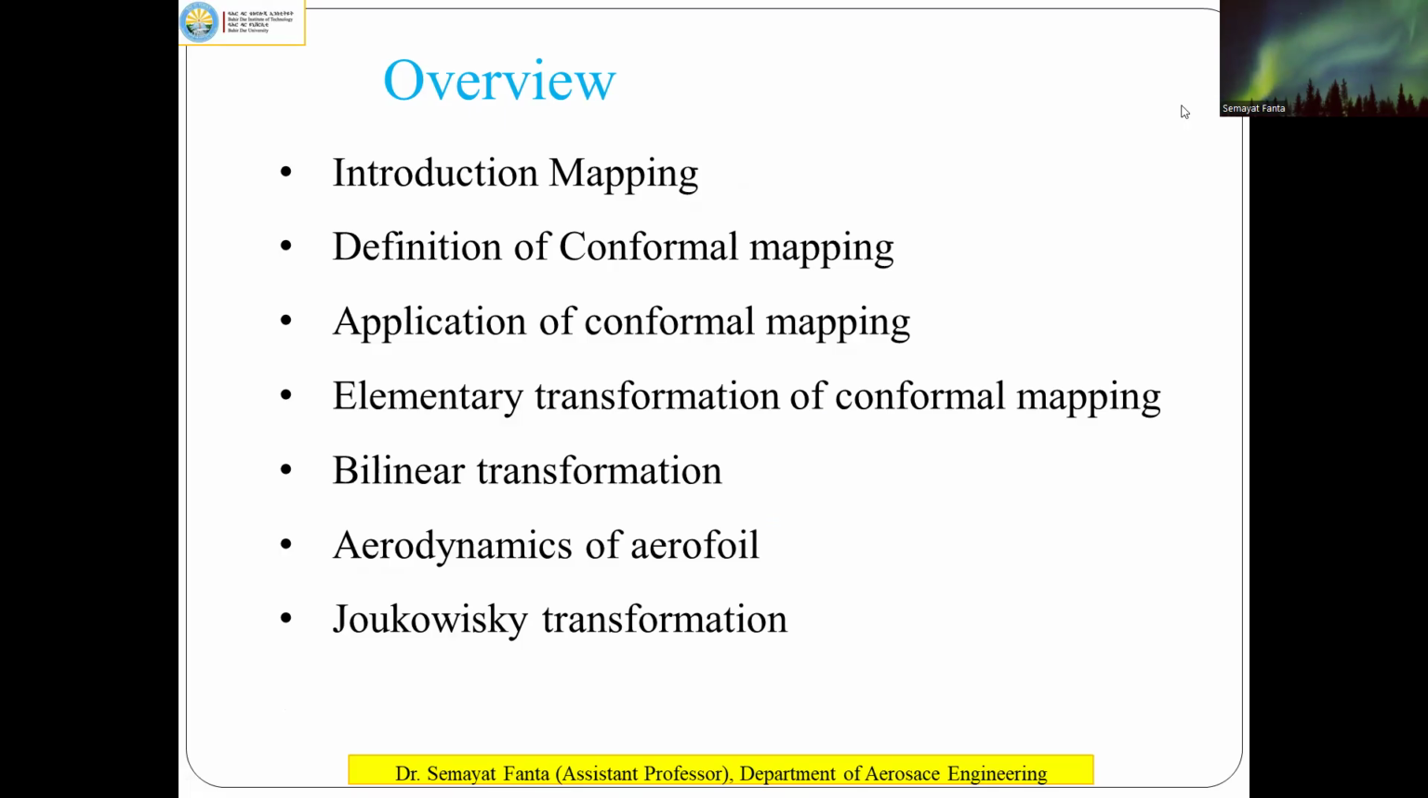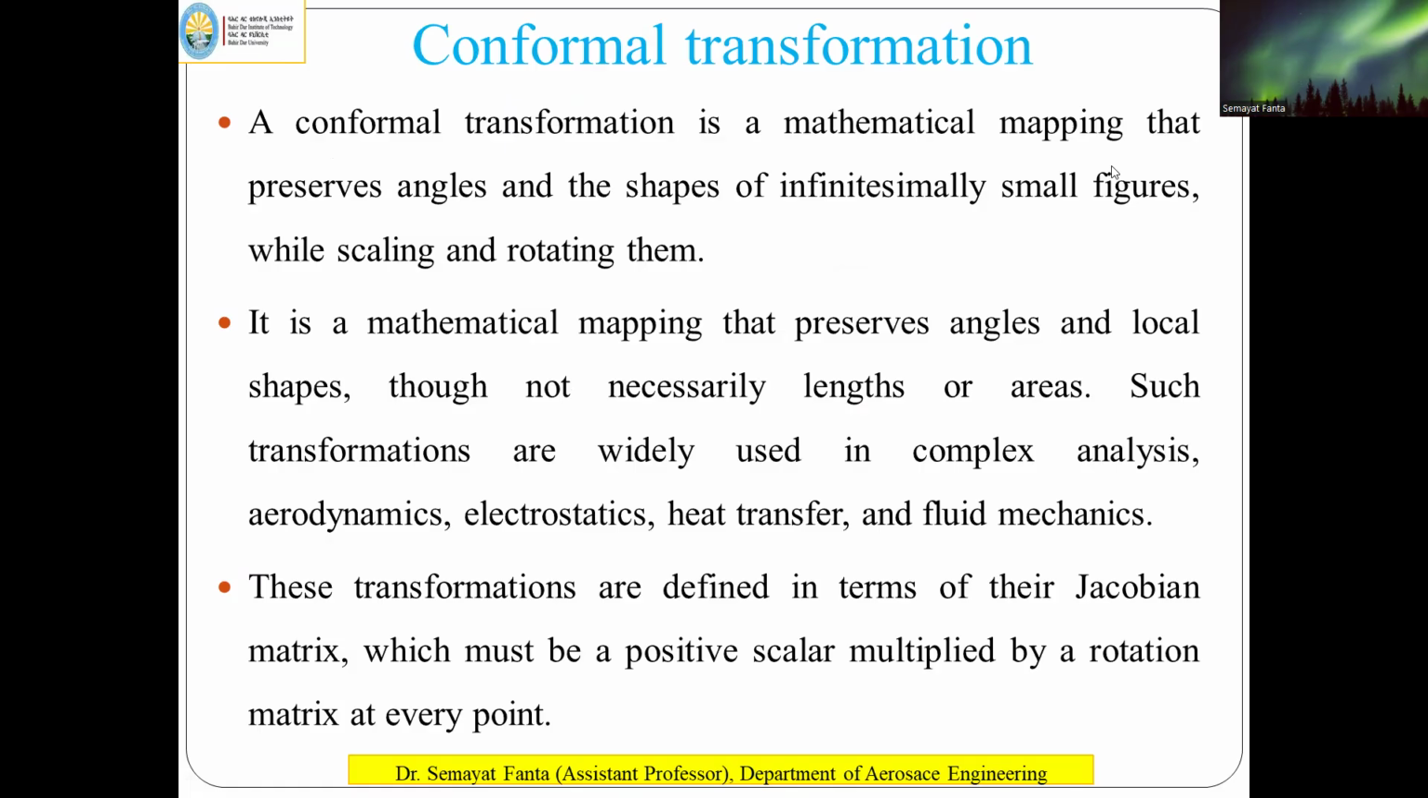So when we start from the definition, a conformal transformation or conformal mapping is a mathematical mapping approach that preserves angle and shape of infinitesimally small figures while scaling and rotating them. So different operations can be performed here. Some combination of, for example, scaling and rotation can be performed, maybe enlarging and reducing size, without changing or preserving the angle. So it is a mathematical mapping that preserves angle and the local shapes, though not necessarily lengths or areas.